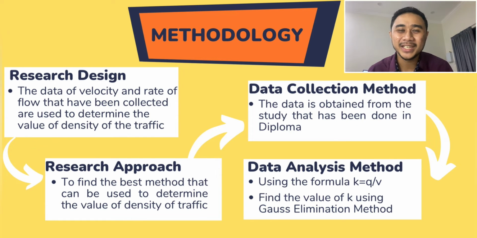Hi, with me again. I want to continue with the methodology. For the first phase, we do the research design, and then the second phase is the research approach. The third phase is the data collection method. For the data analysis method, we use the formula K equals Q divided by V, where Q equals rate of flow and V equals speed.